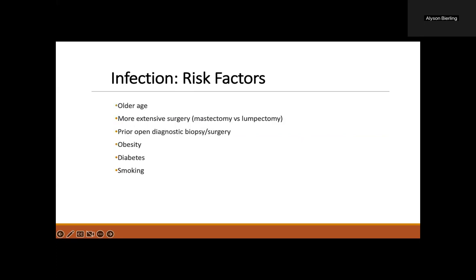So for infection, the risk factors are the same as really for all operations. Older age, the more extensive surgery. So in this case, there's a difference in infection rate between mastectomy and lumpectomy. And if you do mastectomy and reconstruction, the risk of infection is even higher. The risk of infection is also higher if they had an open biopsy before, as opposed to a core needle biopsy, obesity, diabetes, and smoking.